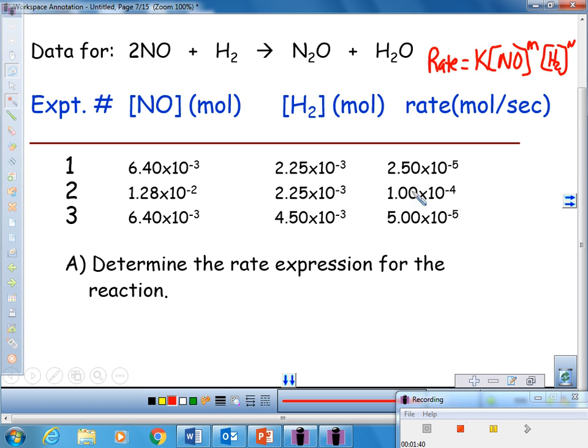We want to come over here and pick the one with the larger rate. You have to be careful with this because you would think 2.5 is larger than 1, but honestly this is to the -4th power. This is actually a larger number than the 2.5 to the -5th. So we're starting to deal with scientific notation there.